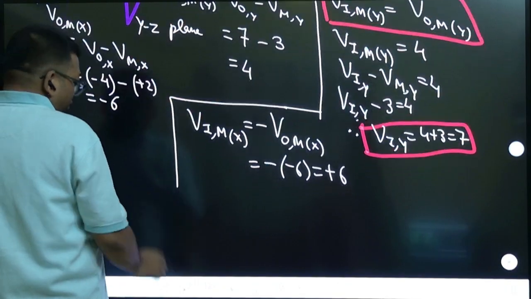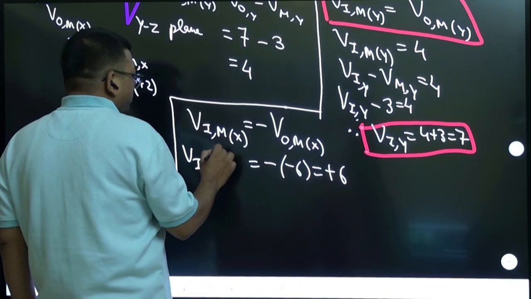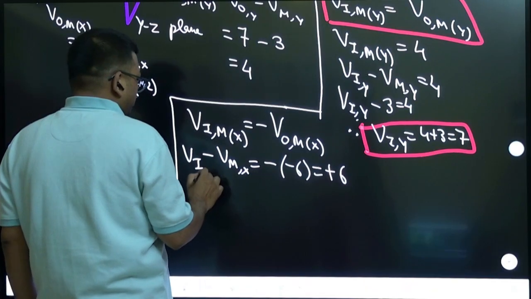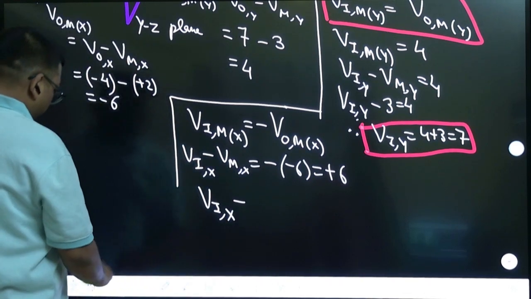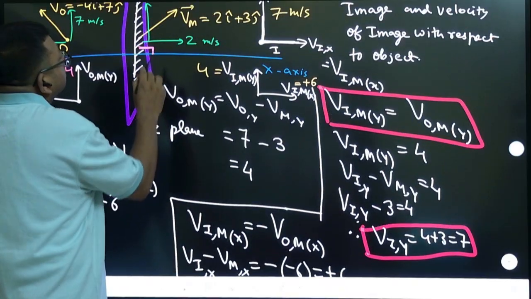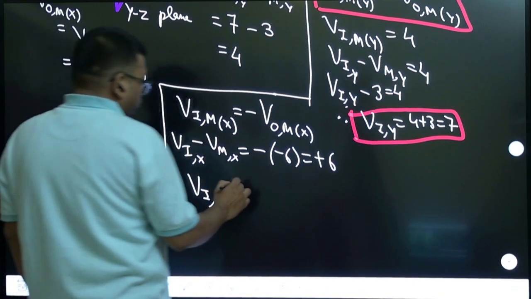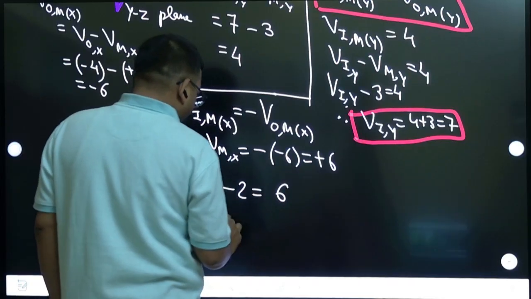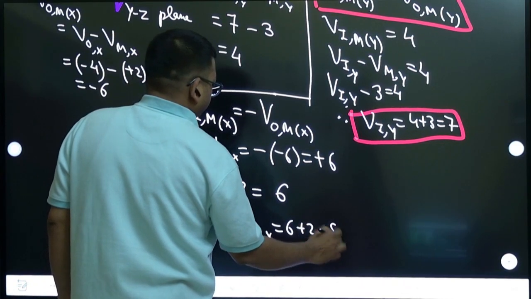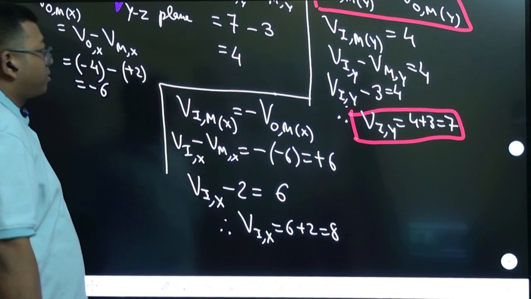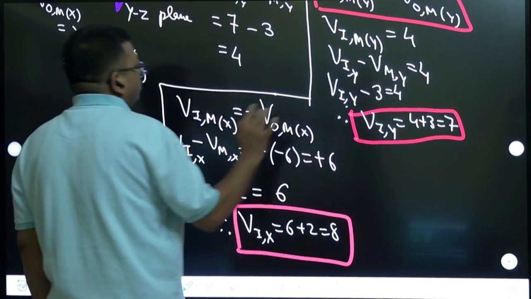Okay, now let us calculate velocity of image. So velocity of image with respect to mirror is velocity of image minus velocity of mirror. These are the x components. So velocity of image along x minus mirror. Mirror along x axis is what? Mirror along x axis is 2, right? So 2 here you keep it, and this has become 6. So from here velocity of image along x axis becomes 6 plus 2, 8. So we got velocity of image x component, velocity of image y component.